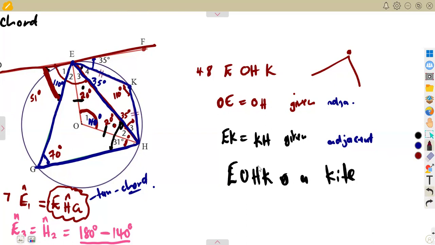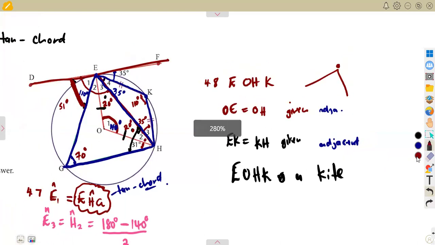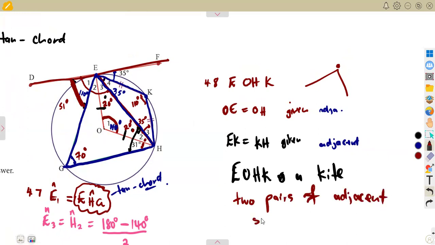The major reason we are seeing this is because of these two pairs of adjacent sides equal. That is two pairs of adjacent sides equal. So for each and every quadrilateral, there is a specific reason.